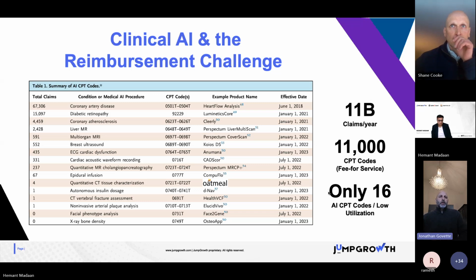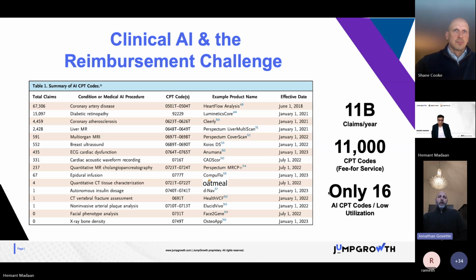So this is kind of the crux of all this. If you're familiar with fee-for-service, which is atrocious, but that's typically how most care delivery is performed, there are over 11 billion claims in the United States annually, representing about 11,000 CPT codes. And a CPT code is basically a reference to the encounter type that a provider offers to their patient. So for example, lung cancer screening in our case. Well, out of those 11,000 codes, 2,000 are radiology specific, and only 16 use AI today.